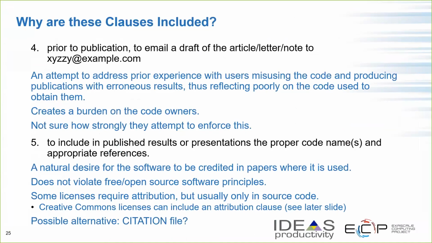And I'm not sure how strongly they attempt to enforce this. So if you use their software and published something and they hadn't seen an advanced copy, are they going to send you a nastygram or tell you that you violated their license and you can't use the software anymore? I don't know. I haven't asked that question of them. This is something that I have not really seen in open source licenses, so it's kind of not a standard clause that I know.